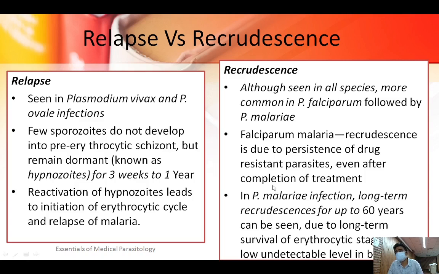This may continue for a long period of time until the person's immunity wanes, maybe in old age. That's why recrudescence may last up to 60 years. When the immunity goes down, suddenly that is the time when it starts manifesting itself. This also looks like a reinfection, but it is not a reinfection. It usually occurs in people who are treated with drugs. Recrudescence is due to the persistence of drug-resistant parasites even after the completion of treatment.